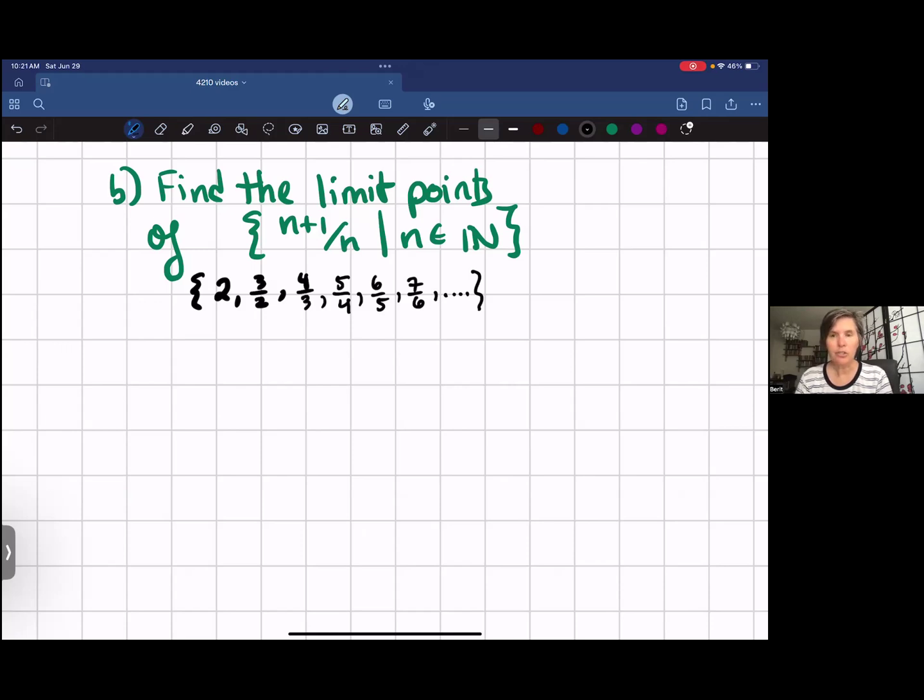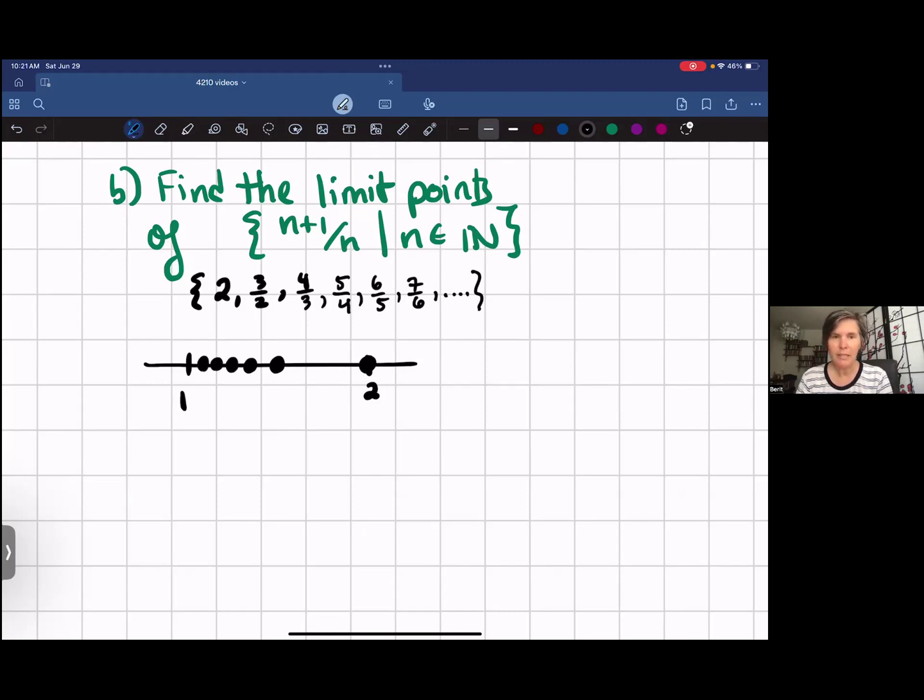Okay. And I could also use analysis facts. I could say, yeah, I know how to compute that limit from calculus. If that were a sequence, the limit would be 1. Okay. I can also draw it on a number line. So I've got 2 here, 1 here. So it's 2, 3/2, 4/3, 5/4, 6/5, 7/6, and so on.